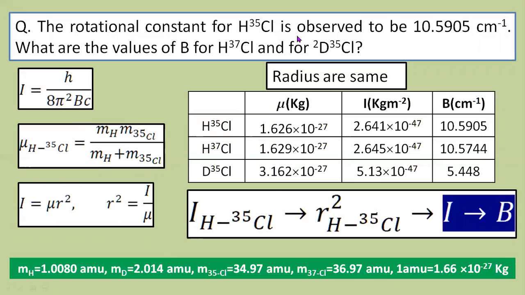So what we have done basically is, we were provided the rotational constant for this molecule, and from it I can calculate the moment of inertia, and with the help of this equation and the reduced mass I can calculate the radius very easily. And from the radius I can easily calculate the moment of inertia for the other two molecules. Once I know this, I can use the same equation again to calculate the rotational constant. Fine. So this is the way you have to go round and round to solve this problem.